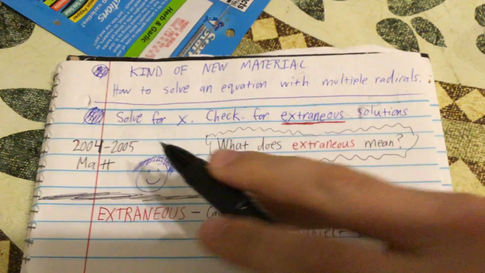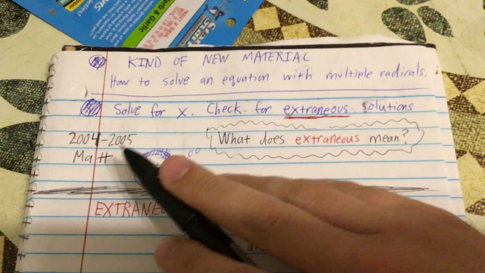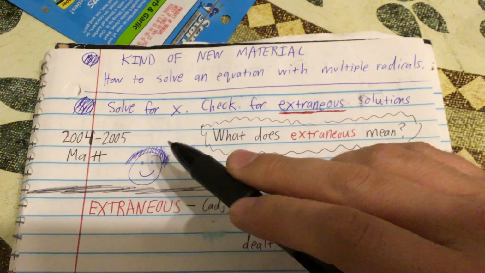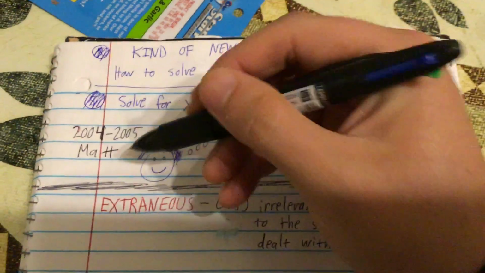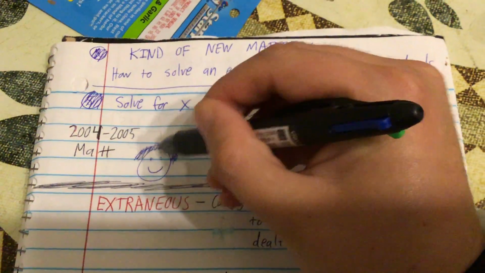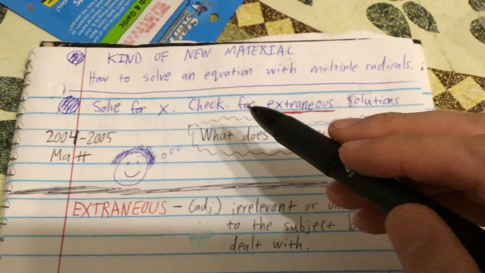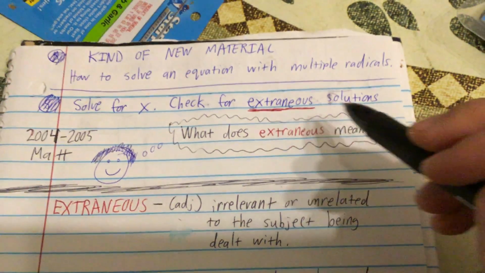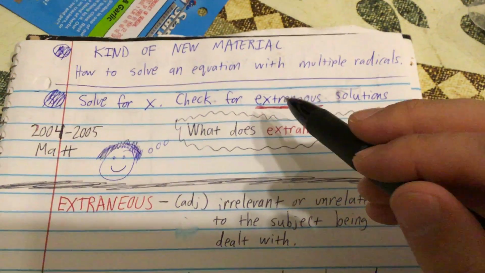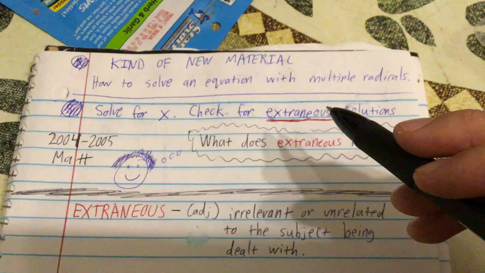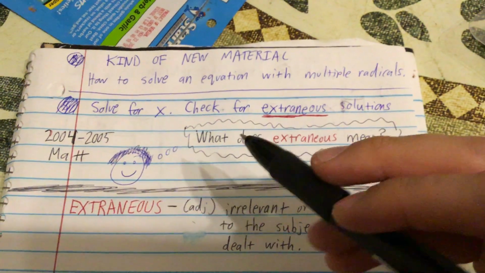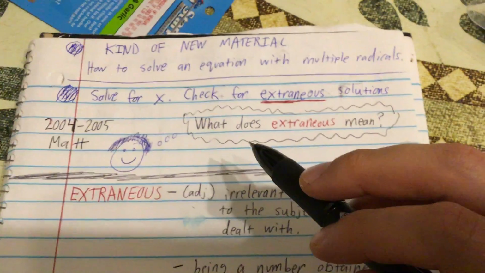So when I was in 11th grade, back in the year 2004, 2005, when I had a full head of hair, look at that afro. The direction said solve for x, check for extraneous solutions. And I was always very confused because I hated that word. I didn't have that good of a vocabulary, so I was thinking in my head, what does extraneous mean?